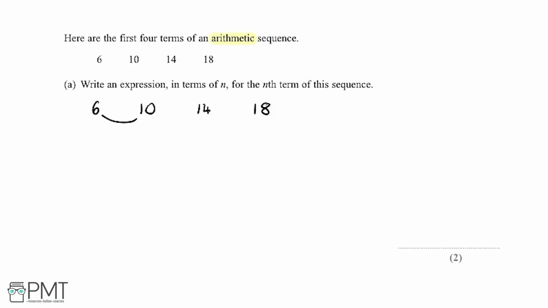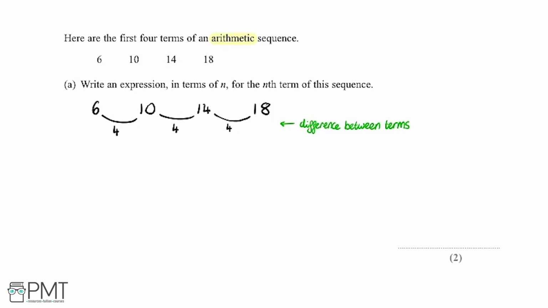So between these 2 terms, the difference between 6 and 10, so that's 10 minus 6, we've got 4. Now I'm going to look between these 2 terms. Well, the difference again is 4. We're now going to look between these 2 terms, and the difference again is 4. So that's great. Now we've identified this number here. This is our key number we're going to be using in the next step.